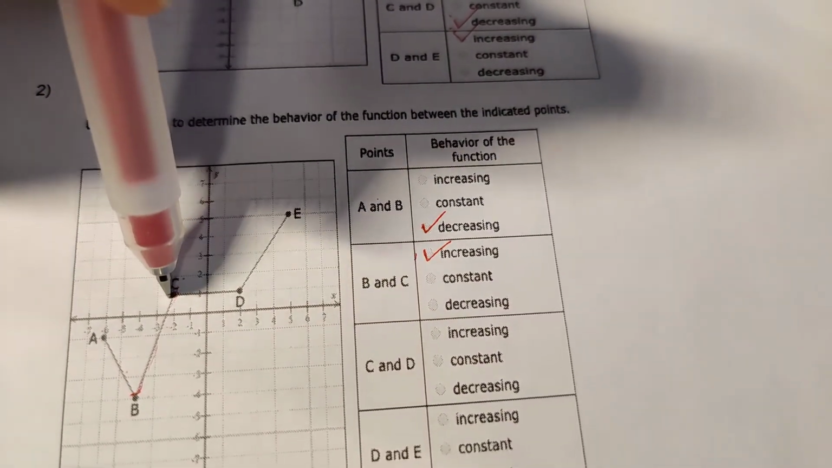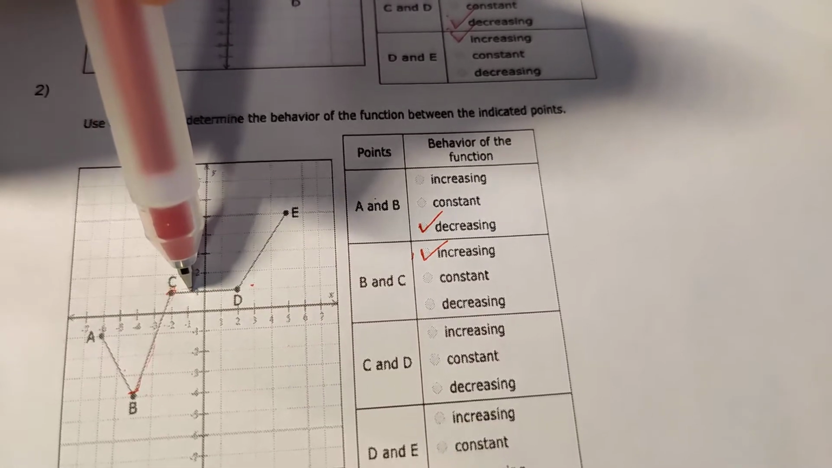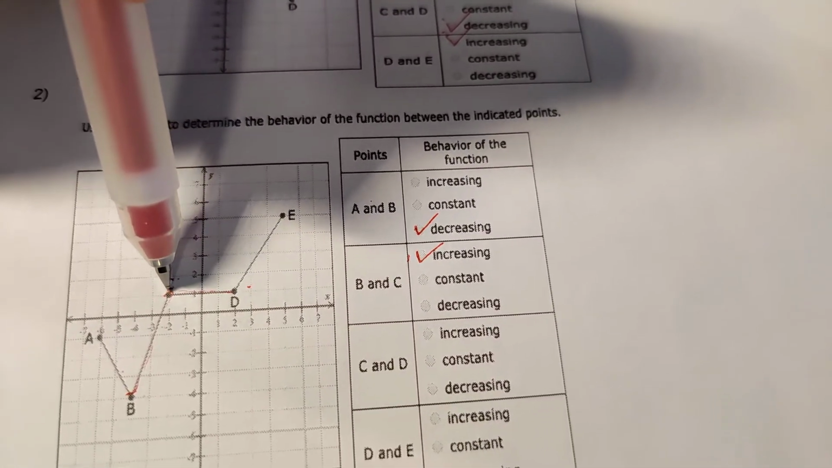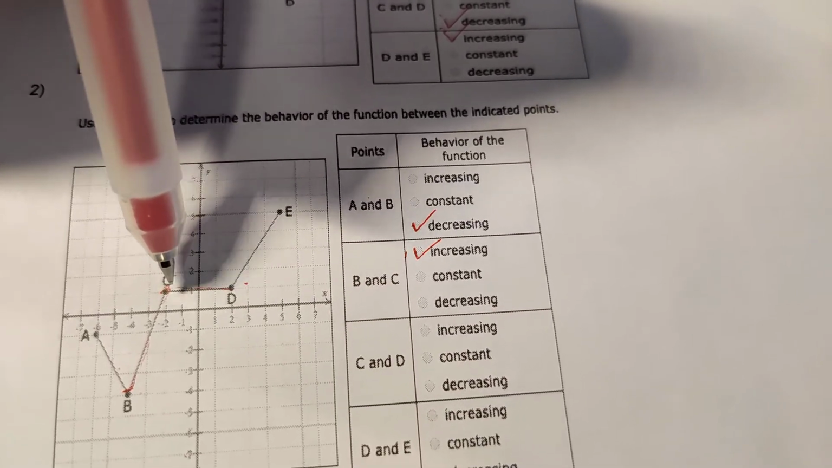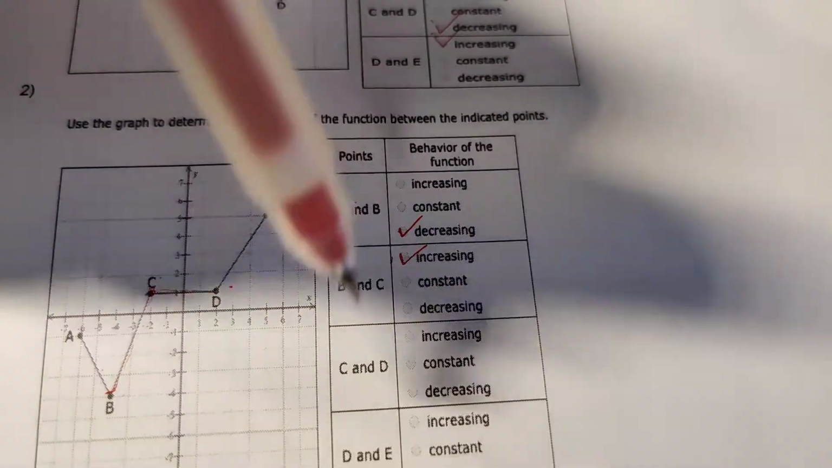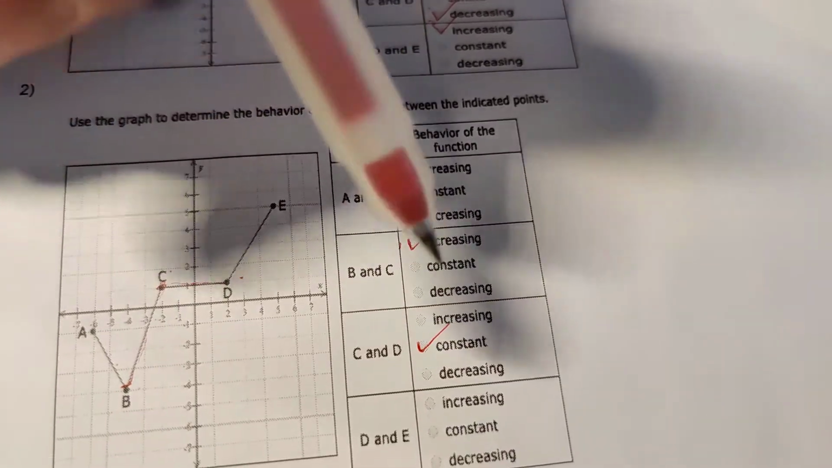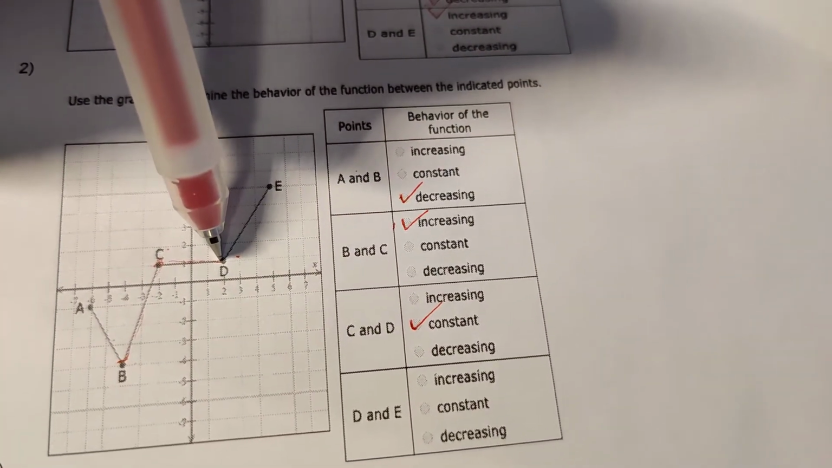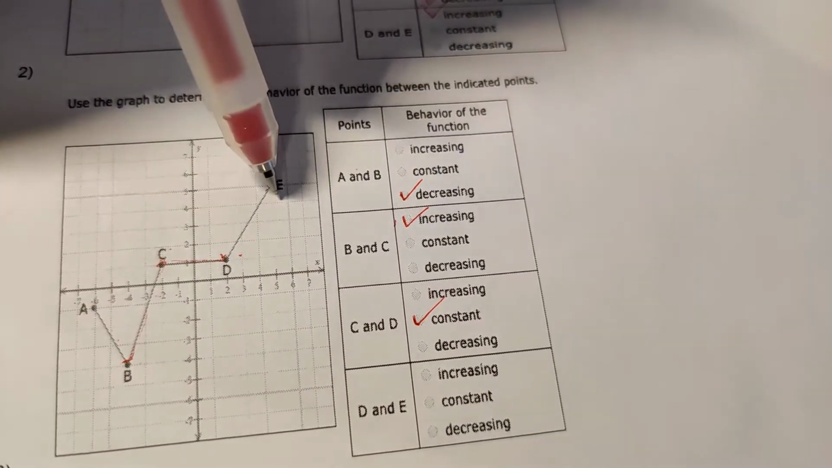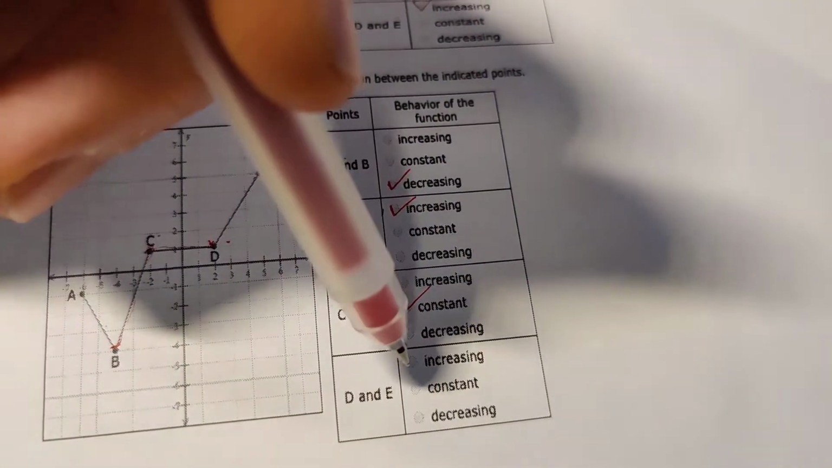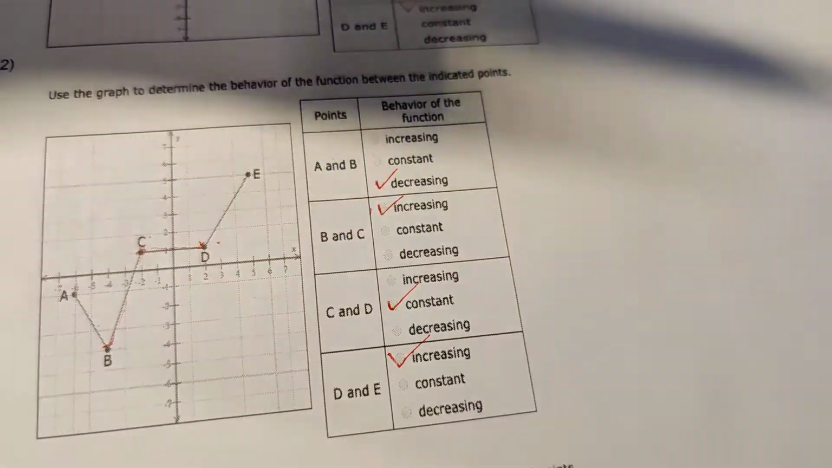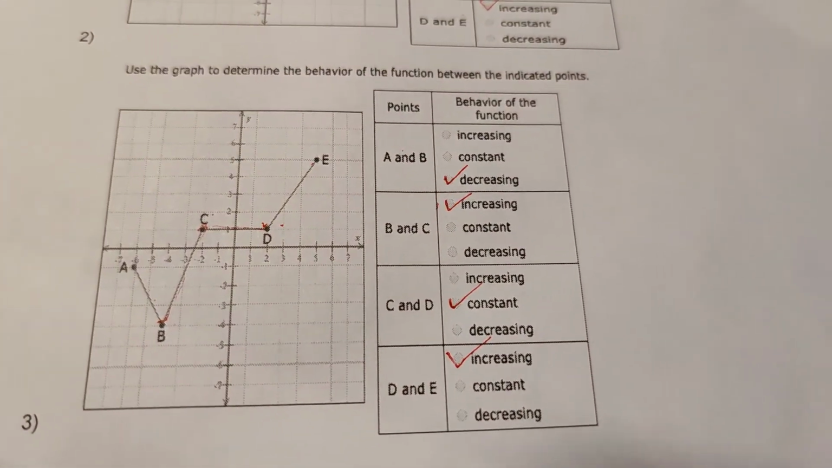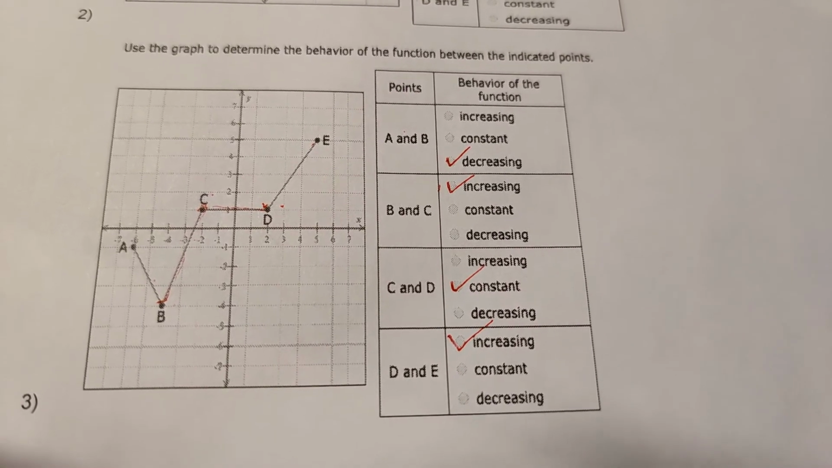increasing. Between C and D, how am I moving my pen? Well, not moving it at all. Moving it horizontally, but not up or down. So that's going to be constant. All right. Last one, D and E. To move from D to E, I have to move my pen up. So that's going to be increasing. Okay. I'm going to have you pause the video for a minute and go do example 3.